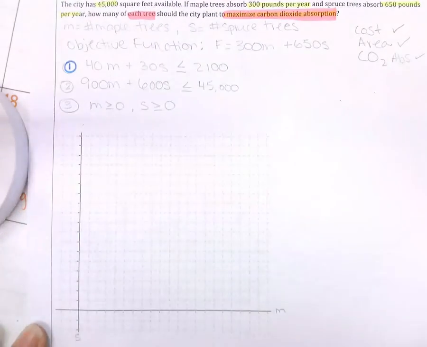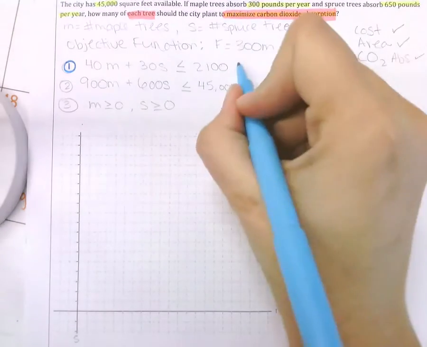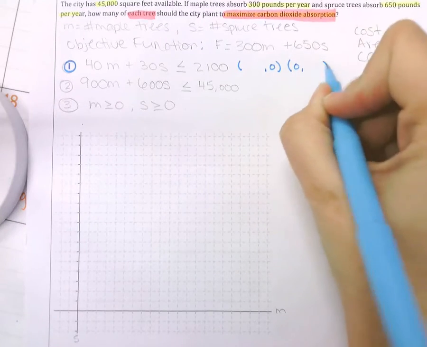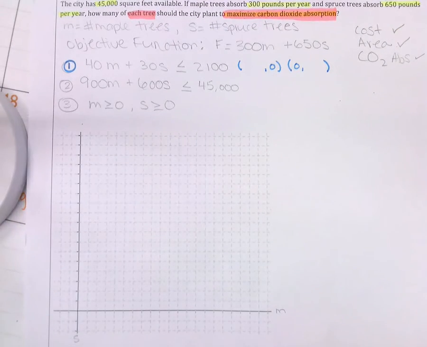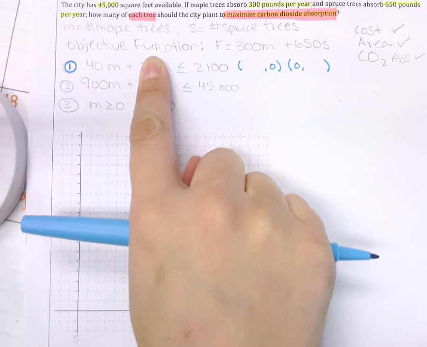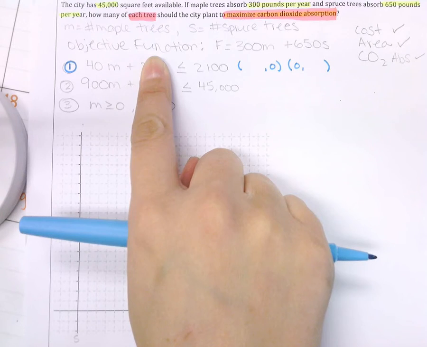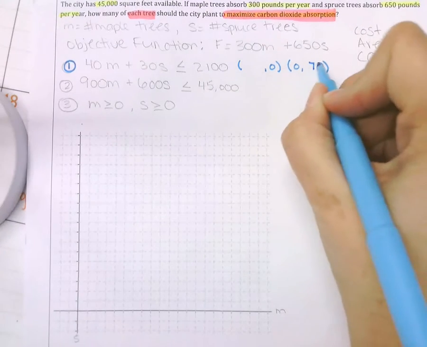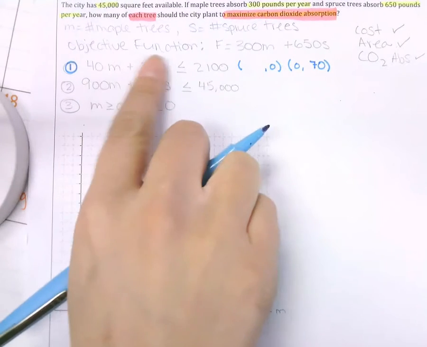The first inequality, we need to find the M-intercept and the S-intercept. So you're going to plug in 0 for S and solve. What do you get? The 7. No, 7 would be the S. Yeah, I was looking at it. So that would be this one. What about this one?